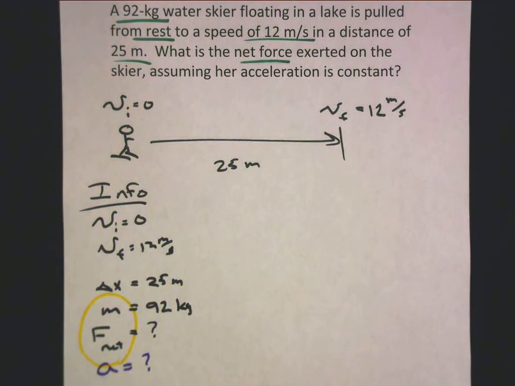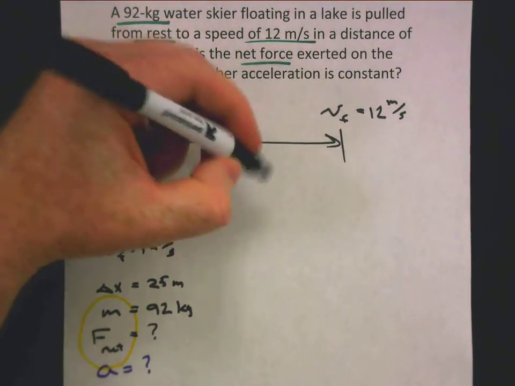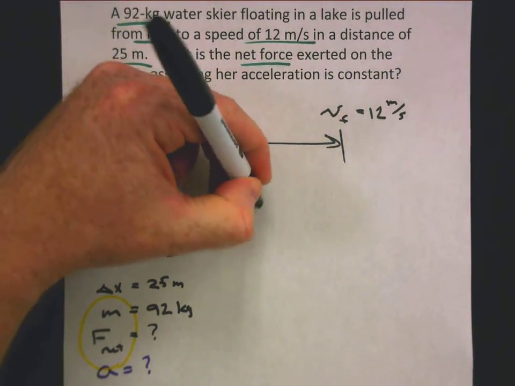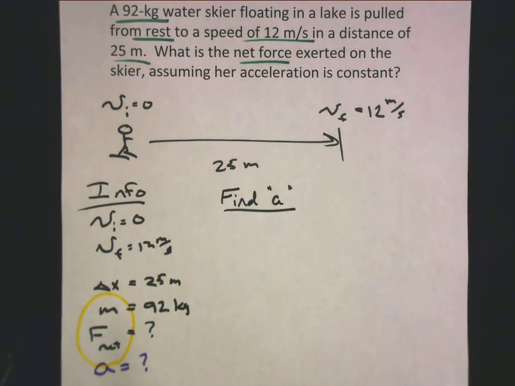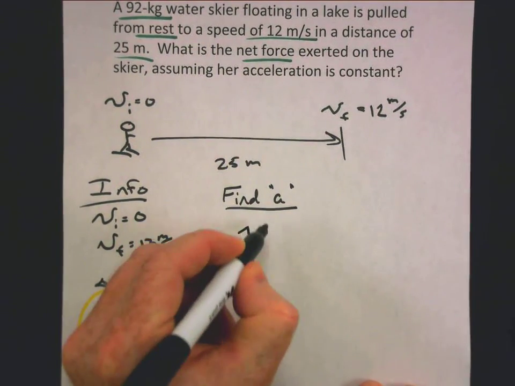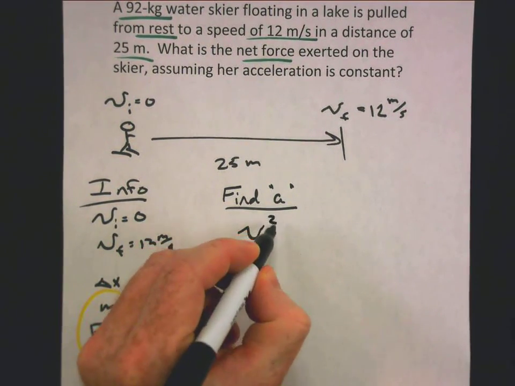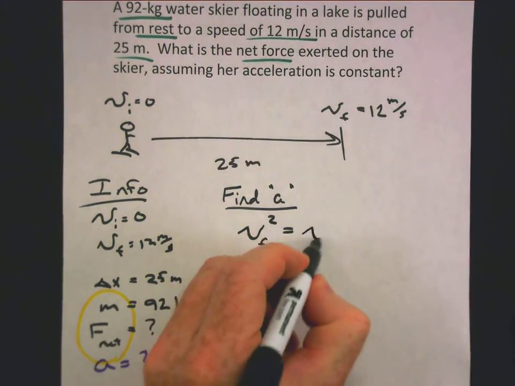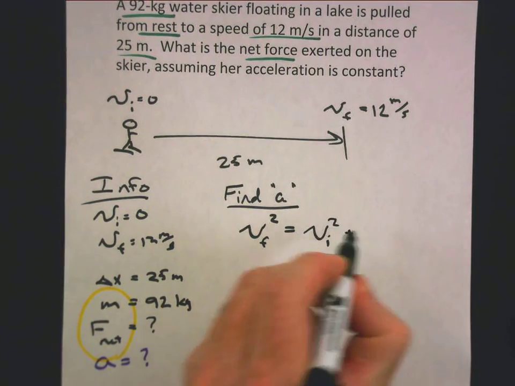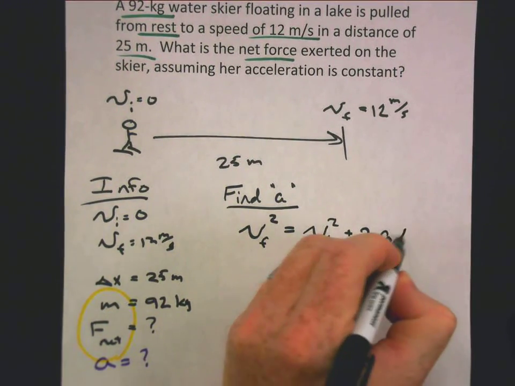Do I have enough information to do that? Well, step one, I'm going to find A. I'm going to find acceleration. And if I look at this, I have an initial and final velocity, I have a displacement, and I need an acceleration. There actually is one of your big 5 kinematics equations that you can use to do this. So you have your final velocity squared, and I'll go ahead and use the F and the I this time, equals your initial velocity squared plus 2 times A times your displacement.